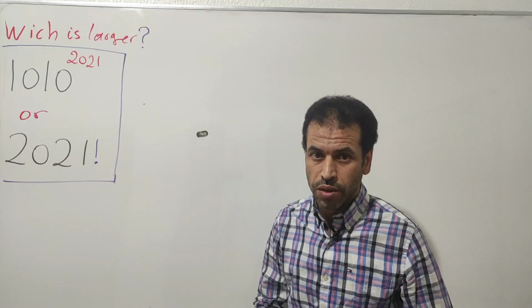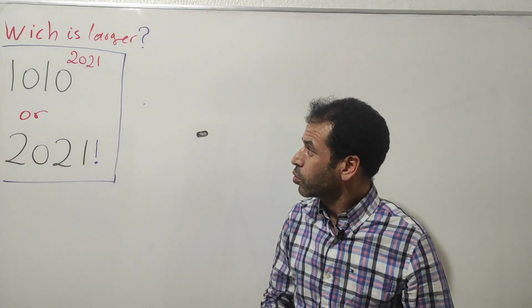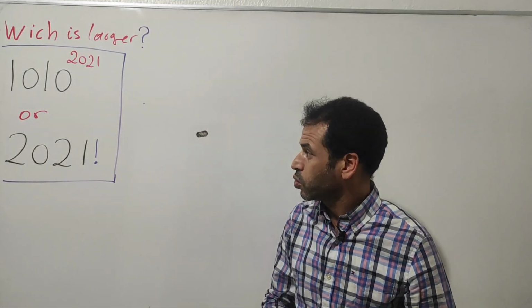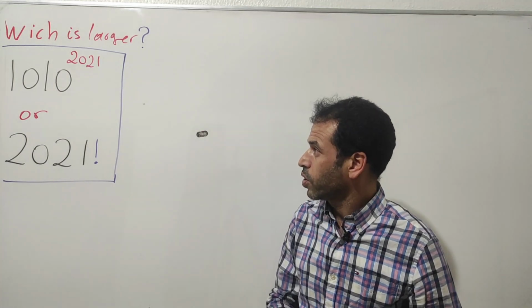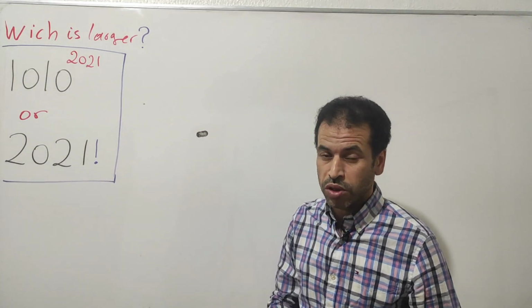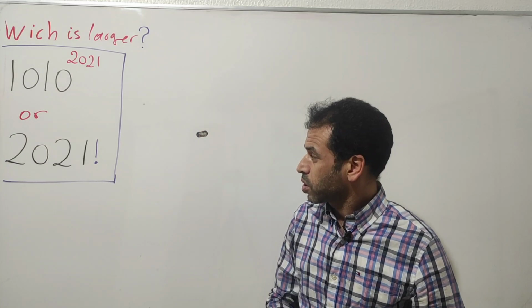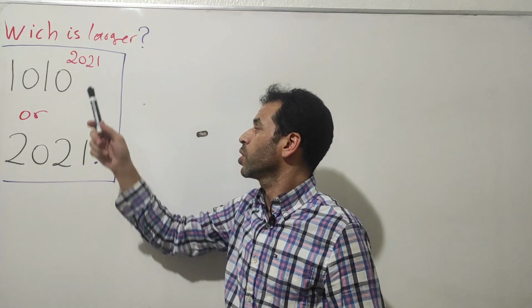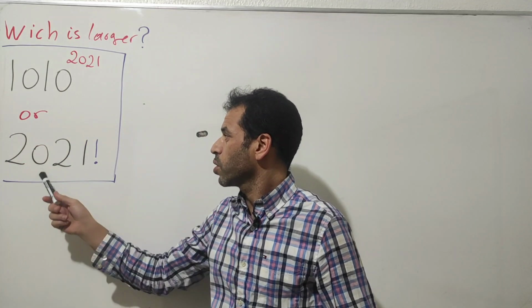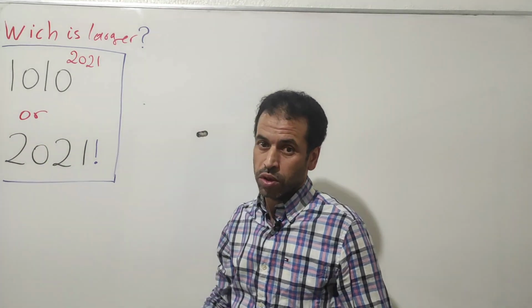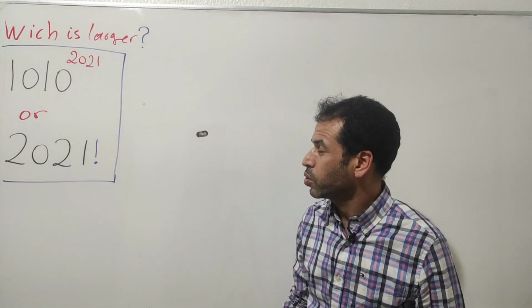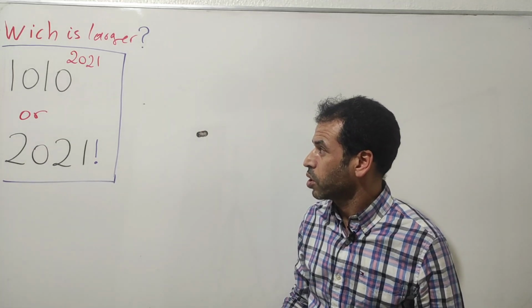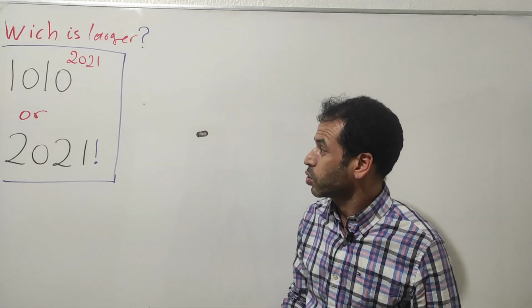In today's video, here is a nice problem. Our goal is to compare these two large numbers. One of the numbers involves an exponent, the other involves a factorial. We get 1010 raised to the 2021 as an exponent. The other one is 2021 factorial. How do we compare these two large numbers? How can I know which one is larger and which one is smaller?